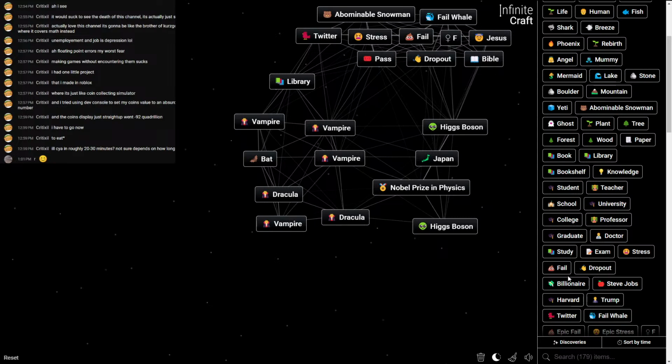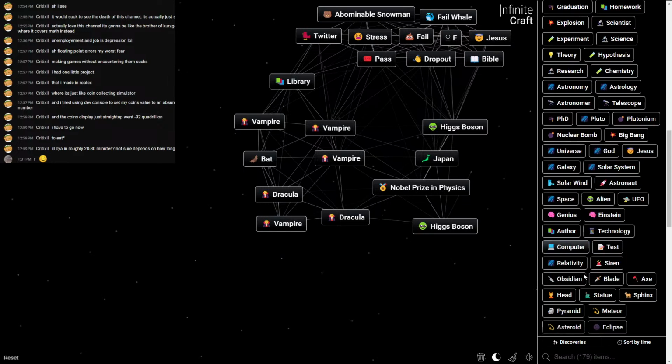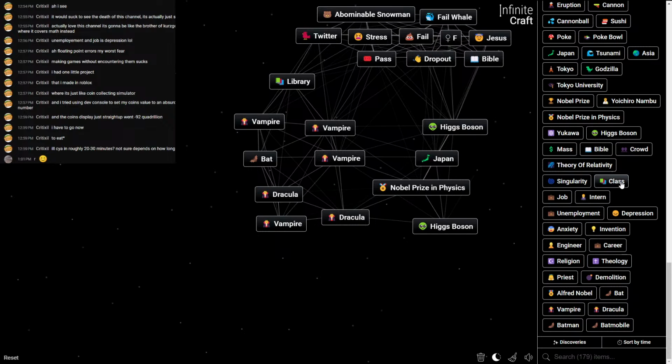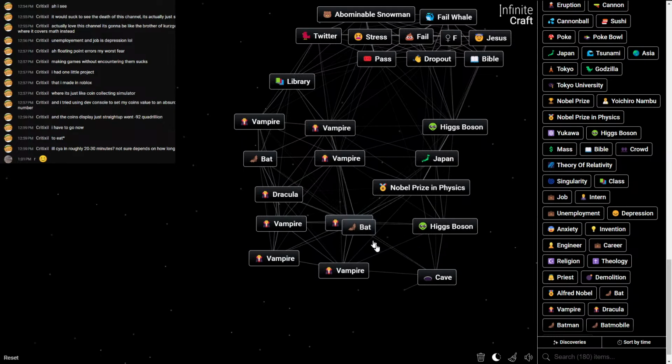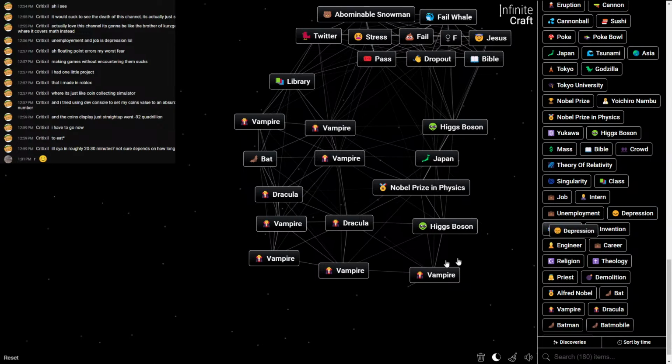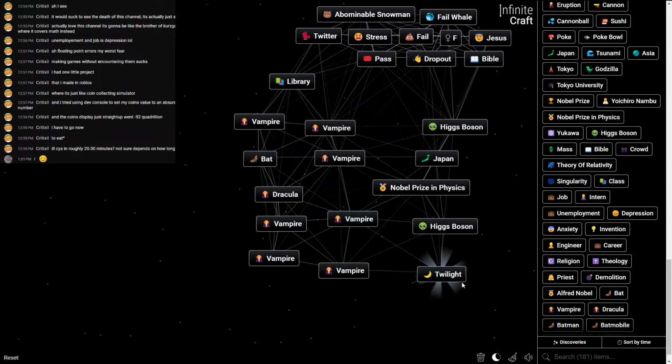No, that was like the easiest path into numbers. Oh, that sucks. Okay. Maybe there's a different way. Blood bank. From unemployment and Dracula. Hey, what about a depressed Dracula? Depressed Dracula. Just a vampire. Twilight. A depressed vampire is Twilight. Okay. Makes sense.